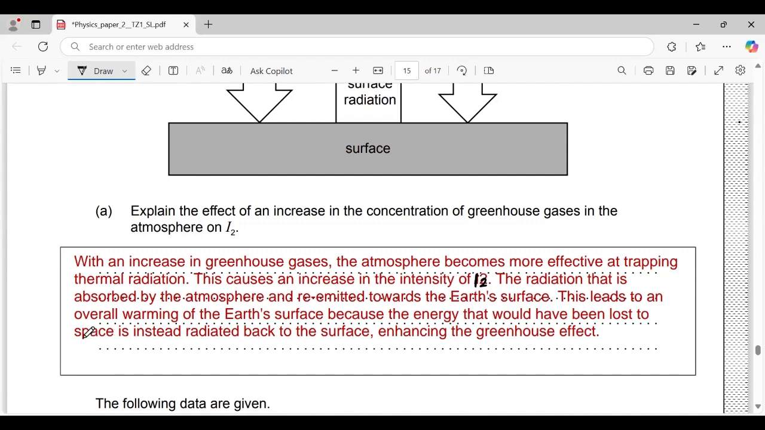The radiation that is absorbed by the atmosphere is re-emitted towards the Earth's surface. This leads to an overall warming of the Earth's surface because the energy that would have been lost to space is instead radiated back to the surface, enhancing the greenhouse effect. This is my explanation for this question.